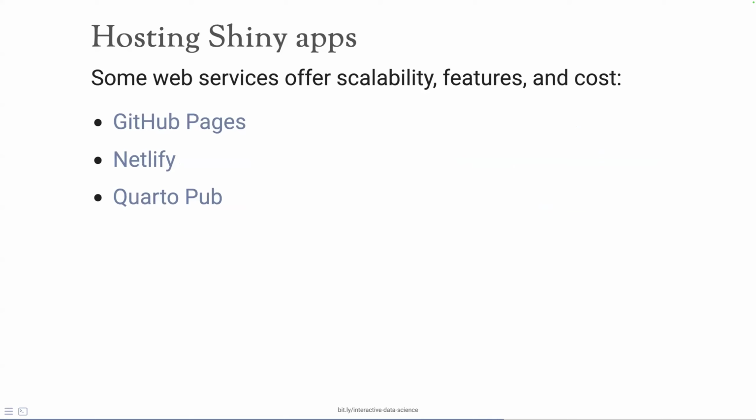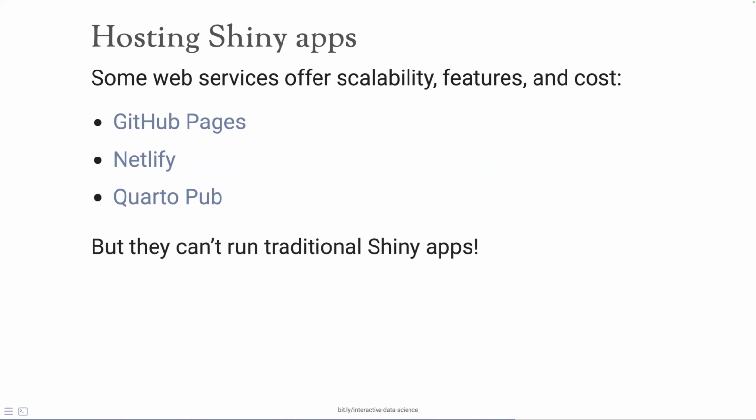Another kind of hosting service are web hosting services, and they offer a lot of scalability and features and perhaps a low price point, like GitHub Pages or Netlify or QuartoPub. But the issue is they can't run traditional Shiny apps. The reason is that these are called static web hosting. They're very good in terms of reach and affordability. You don't have to think about servers anymore. So when you publish, say, a Quarto website, you just give them your rendered Quarto document files. But there is no way to run Shiny apps on these kinds of web hosting services.